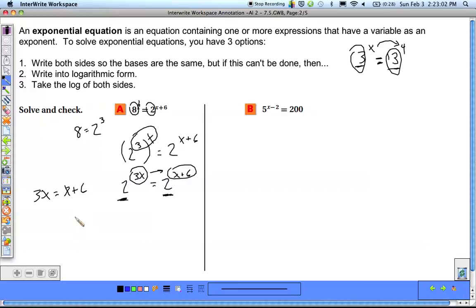And now it just becomes a basic equation to solve. Get rid of the x's on both sides. So it becomes 2x equals 6. Divide both sides then by 2. And we get x equals 3.